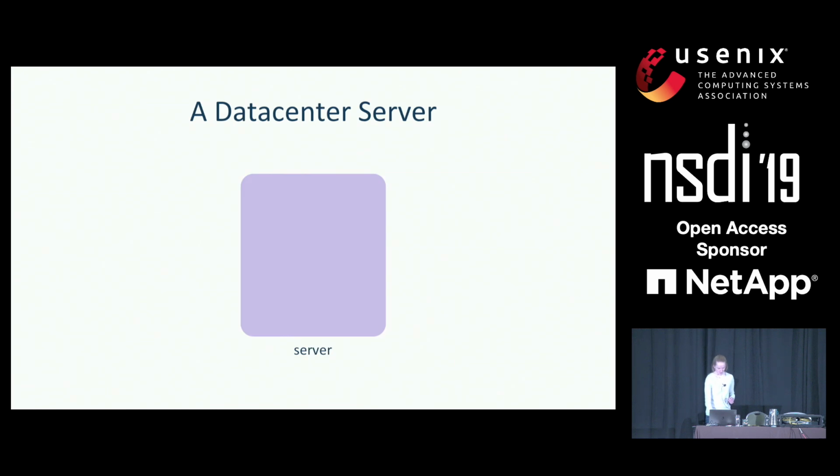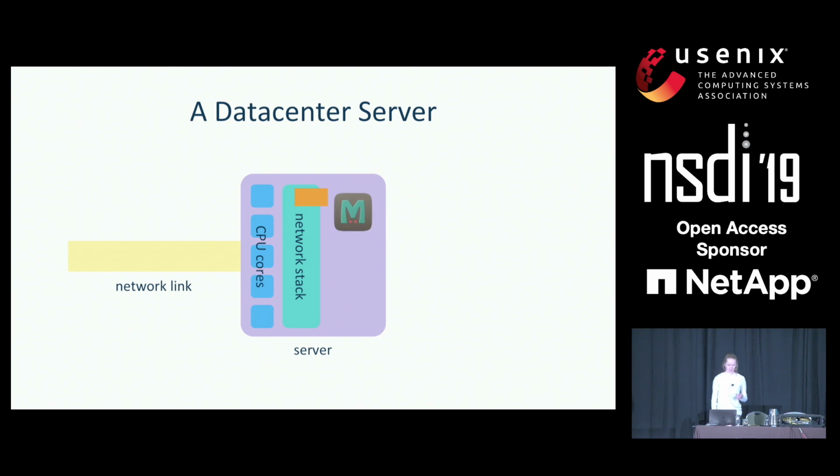So let's zoom in and look at one of these data center servers. The server is connected to the network via a link. When a packet arrives over the link, it first has to be steered to a specific core, which will handle the packet. The core will then traverse the network stack and arrive at the application that will handle it. Depending on your deployment model, your applications may be running inside containers or VMs.